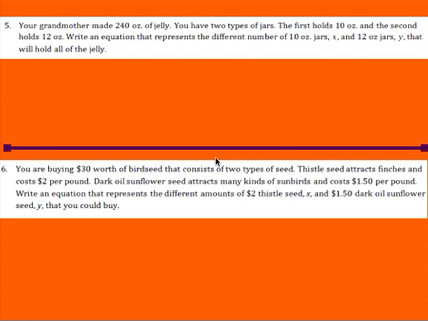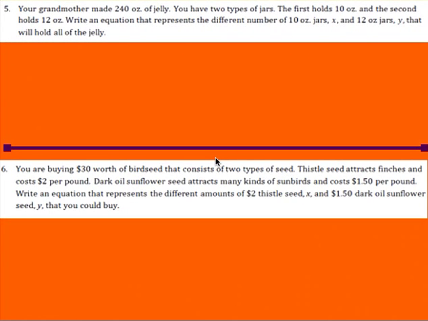So let's take a look at number 5 here. Your grandmother made 240 ounces of jelly. You have 2 types of jars. The first holds 10 ounces and the second holds 12 ounces. Write an equation that represents the different number of 10-ounce jars X and 12-ounce jars Y. So it assigns for us our 10-ounce as X and our 12-ounce as Y.